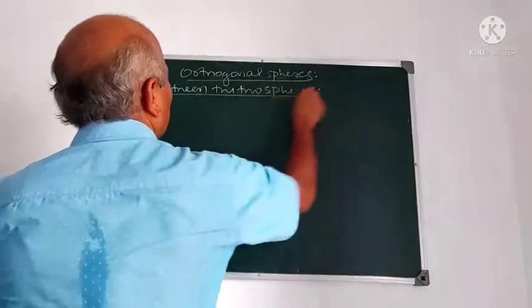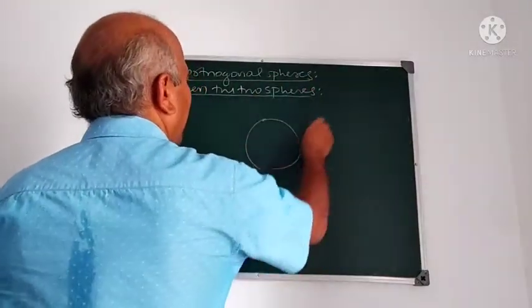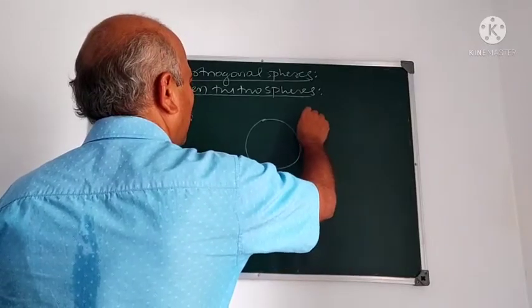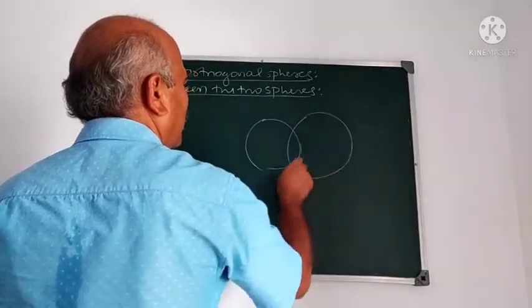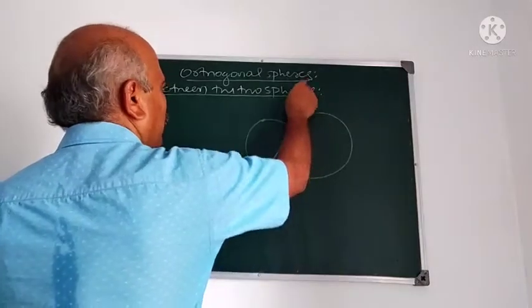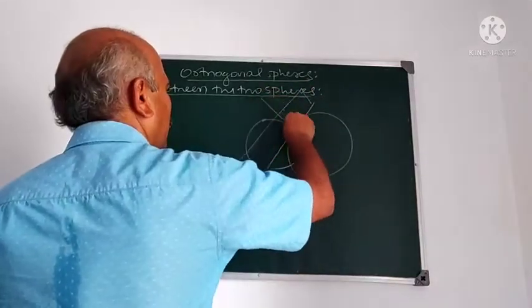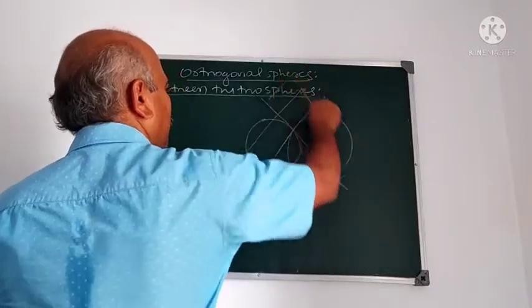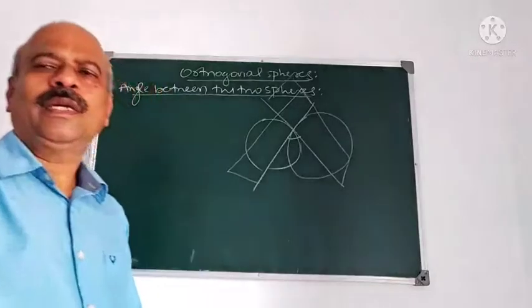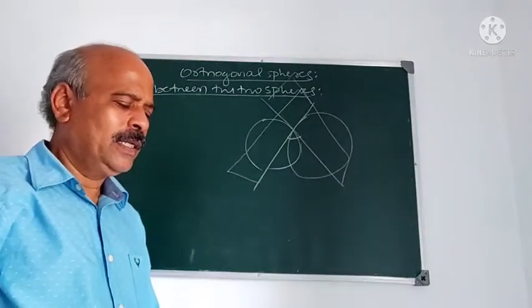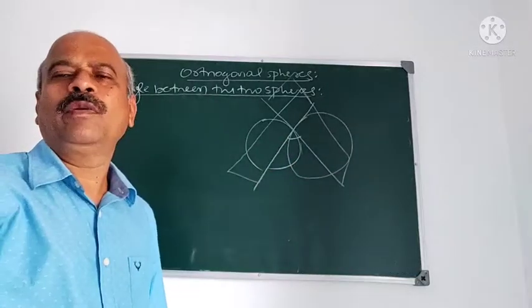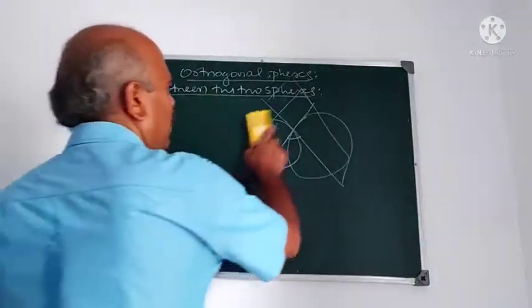The angle between the two spheres is defined as the angle between the tangent planes at their point of contact or at the point of intersection. We consider one tangent plane here, and another tangent plane here. The angle between these tangent planes at the point of intersection is called the angle between the two spheres.